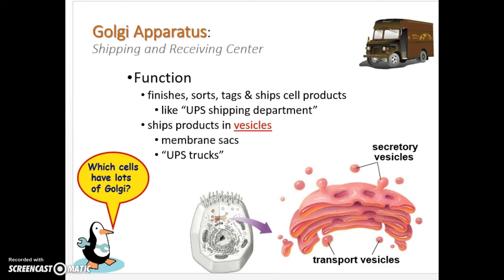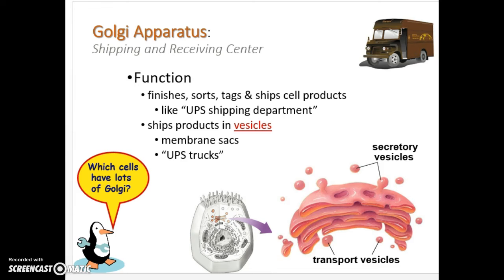I think of it as a shipping and receiving center, and I always think of UPS. So it's where UPS Central is. It finishes whatever modifications need to occur. It can modify the products of the endoplasmic reticulum. It also manufactures different macromolecules, and then it sorts them and packages them into more vesicles. So the Golgi apparatus is also made up of membrane, and so it can bud off vesicles in order to transport what it has made or modified out of the cell or to a different organelle within the cell.